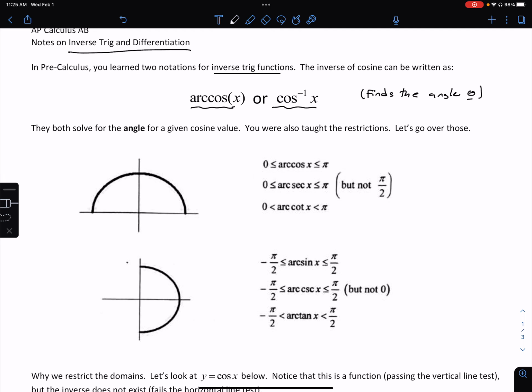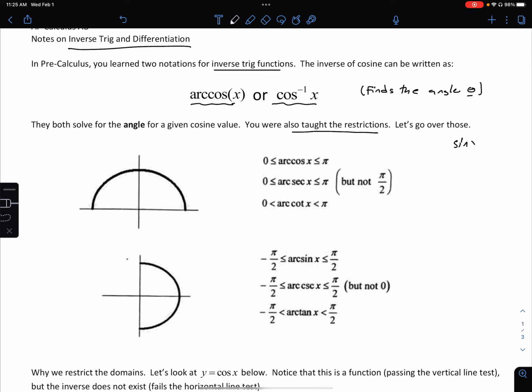Now, because we only want one answer, we are taught restrictions. And the reason for that, like if I said let sine of x equal 1/2, we want to find out where is sine equal to 1/2. And that's going to be, of course, pi over 6 or 5 pi over 6. But the problem is, if we want this to have an inverse, we can only have one answer. So we have to restrict our domain. So for sine, we get rid of the 5 pi over 6, and we'll talk about why we do that in just a second, and we only pick the pi over 6.